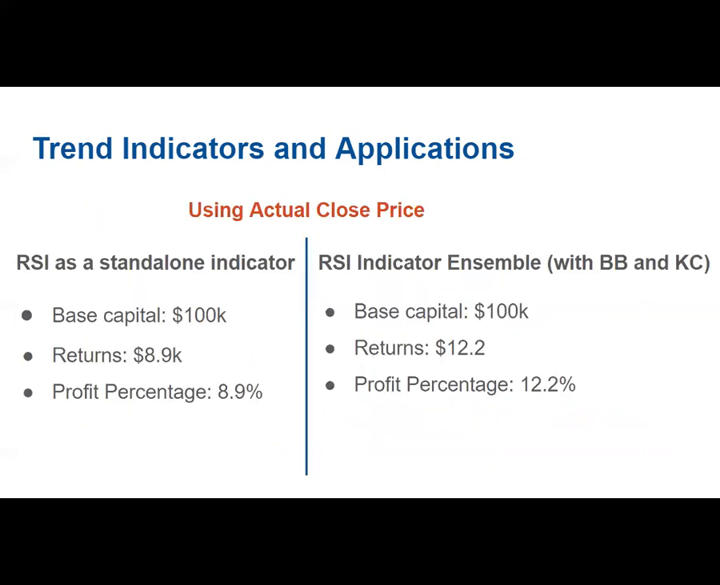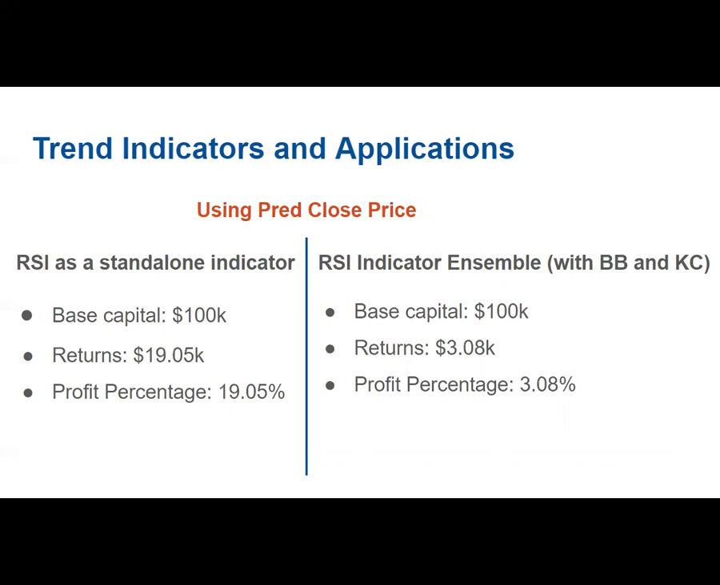Using the actual close price as extracted from Yahoo Finance, based on the trading algorithm, the following results are as shown. The RSI standalone indicator returned a profit percentage of 8.9%, while the RSI indicator ensemble, which includes the Bollinger Band and the Keltner channel, returned a profit percentage of 12.2%.